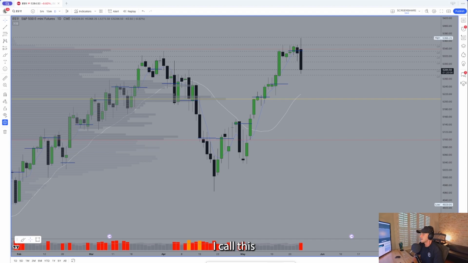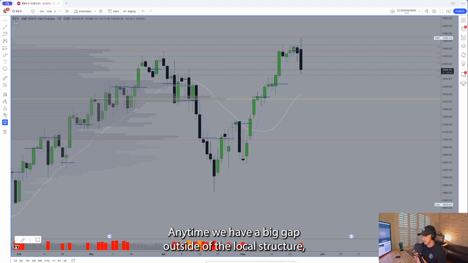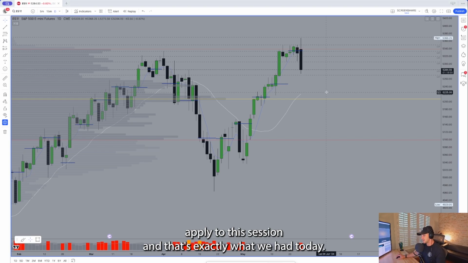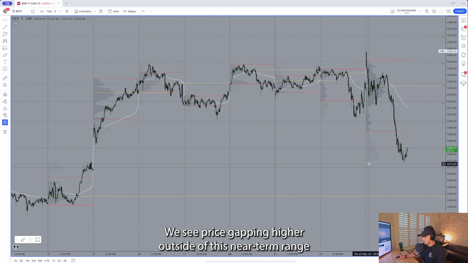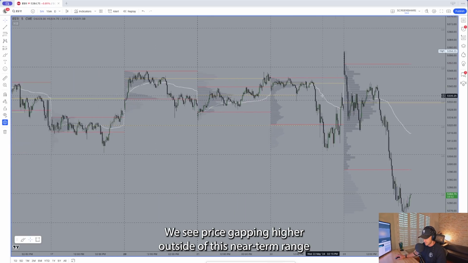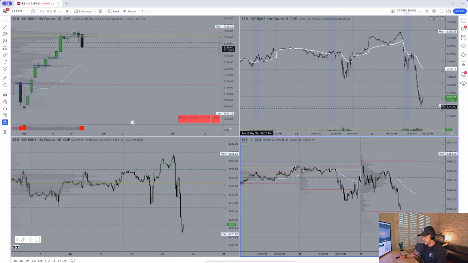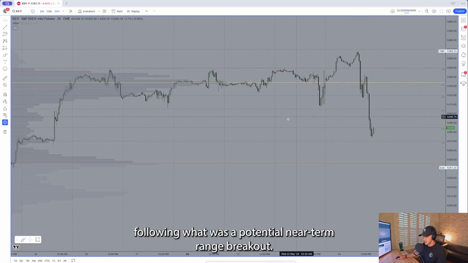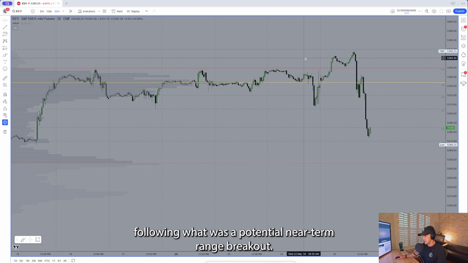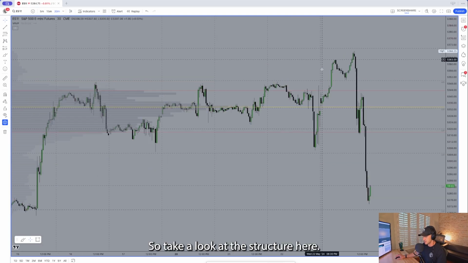I call this my gap rules, right? Anytime we have a big gap outside of the local structure, sometimes you'll hear me talking about gap rules apply to this session. And that's exactly what we had today. We see price gapping higher outside of this near-term range following what was a potential near-term range breakout. So take a look at the structure here.